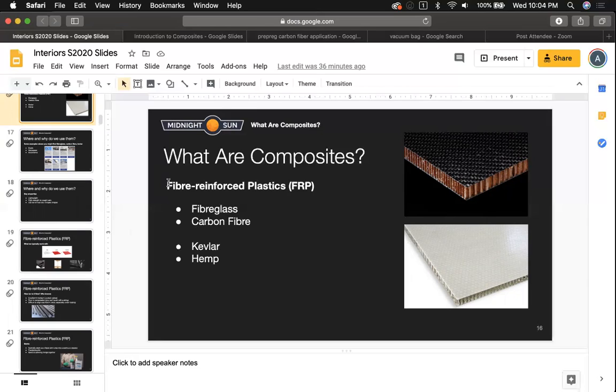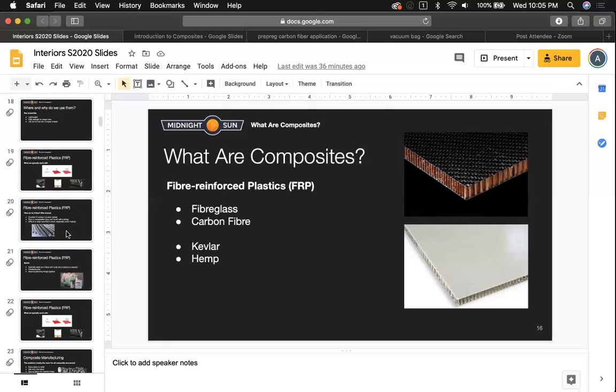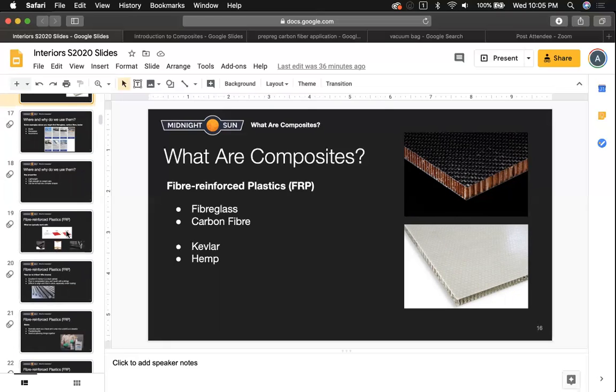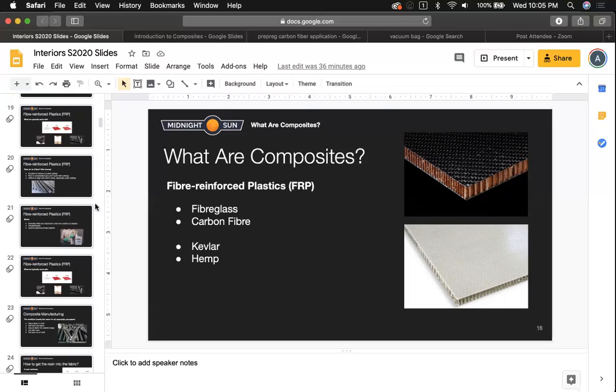I guess for any of these three applications, we'll need custom tooling of sorts. We'll need to make molds for these panels. And we're still in the preliminary stages of what mold we go with or how we make our molds, as well as the process we go with, whether it be wet layup, infusion, or prepreg.